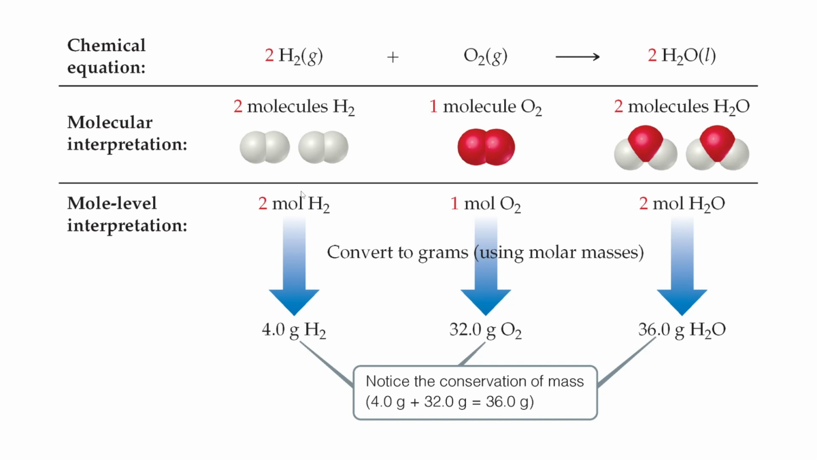Not only that, but we can use the relative number of moles to determine the relative number of grams. So when you have the 2 moles of hydrogen plus the 1 mole of oxygen to make the 2 moles of water, that's the same thing as saying 4 grams of hydrogen gas plus 32 grams of oxygen gas is going to equal 36 grams of water, which mathematically checks out. 4 plus 32 equals 36.